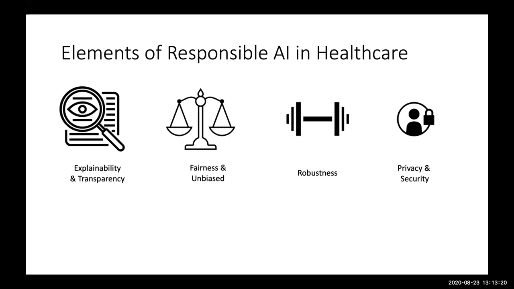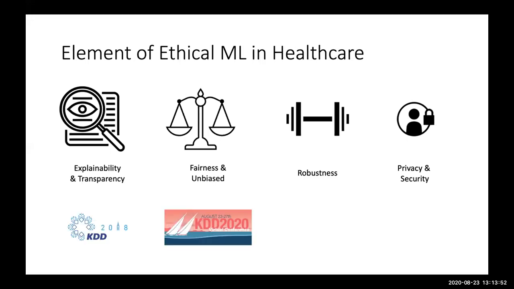Specifically for healthcare, we think about responsible AI to be broken down across four main pivots. Explainability and transparency is just the table stakes for implementing machine learning models in healthcare. Today, we will focus most of our time and energy in discussing how fairness and unbiased machine learning frameworks can be developed. In the future, we would like to talk about robustness and privacy and security. Next slide, please.